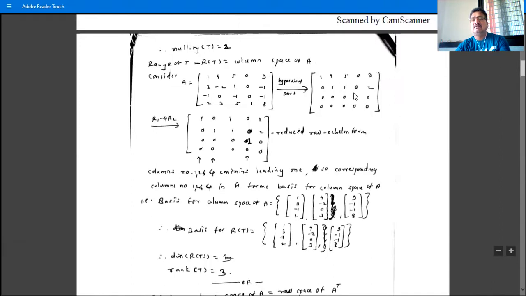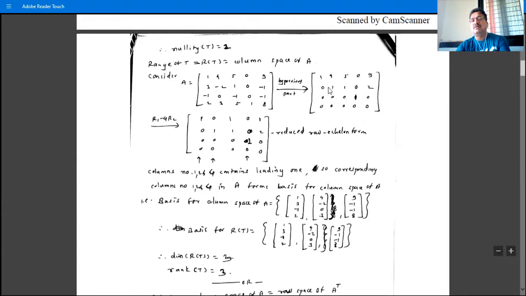And how can we reduce the matrix from row echelon form to reduced row echelon form? For the columns that contain a leading one, we have to reduce the remaining elements of those columns to 0. If you observe, there are three columns, the first column, the second column, and the fourth column, that contain leading ones. So the remaining elements of the first column are 0, except the 1. In the fourth column also there is a leading 1 and the remaining elements are 0.